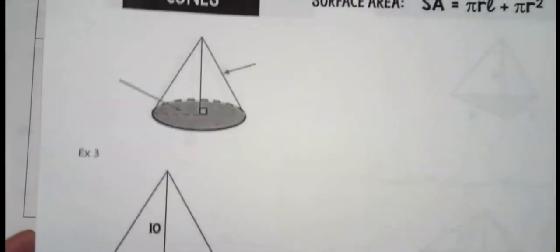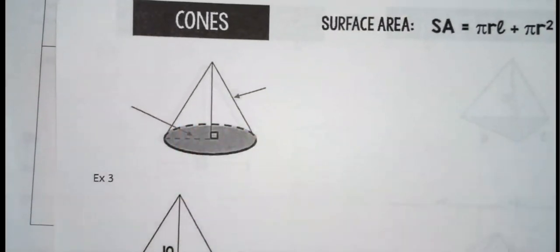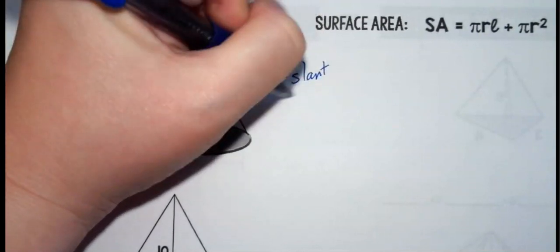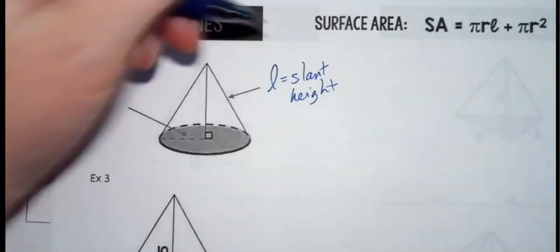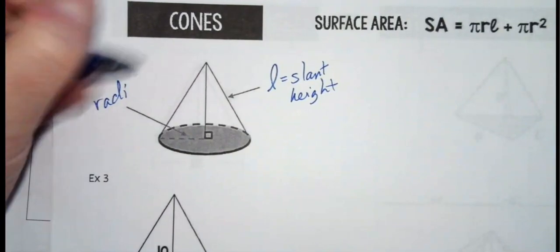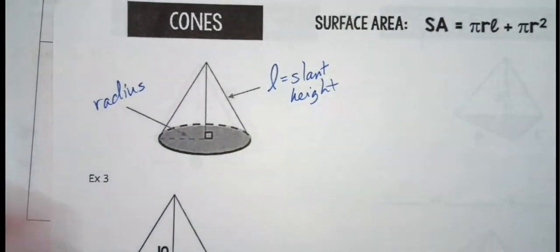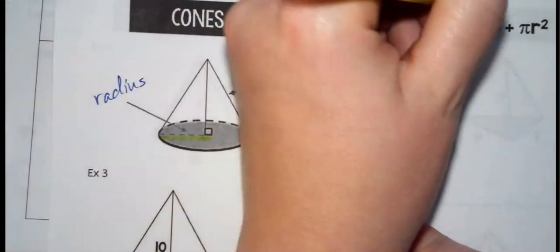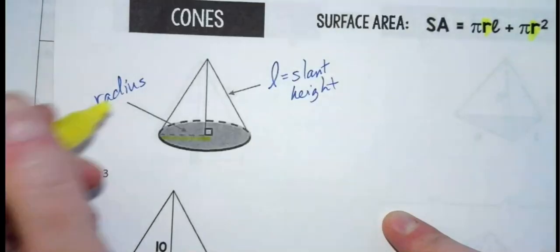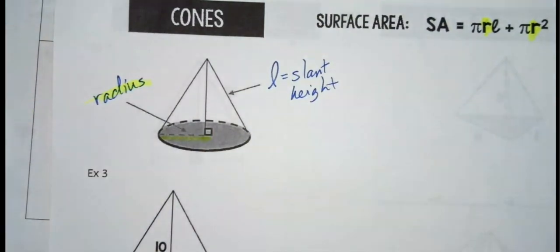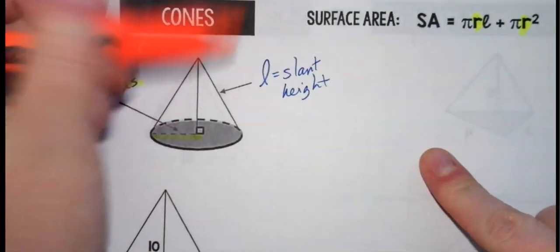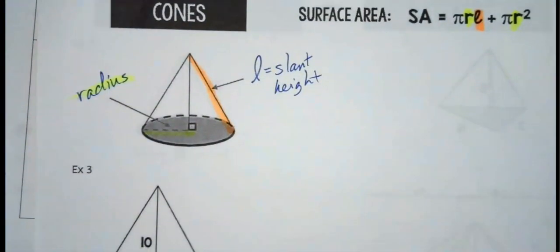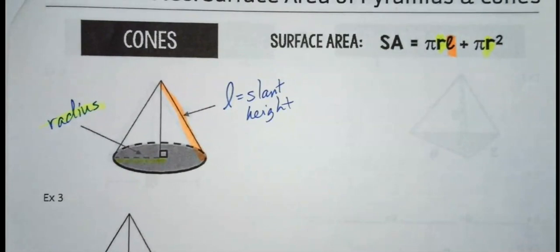This one looks like more than it actually is, because this first part is not actually a problem. It's just, here's my L, or my slant height. This is my radius. These are the two things we need. Your radius is in here twice, and your slant height is in here once. Cones are easier, because you need to just plug it in once.